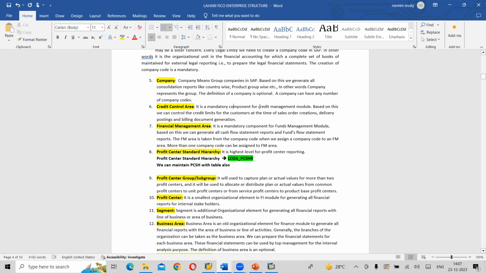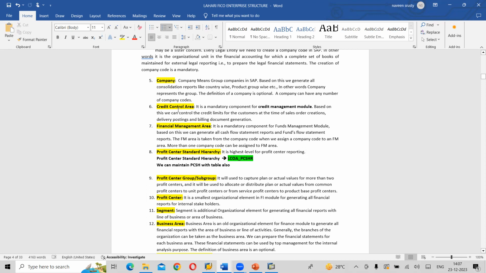Again, this is a separate module, the credit management module. We call it CM. The credit management module is a separate module, but I'll just give the essence of it also in the FI module. As an FI consultant, we need to create the credit control area.